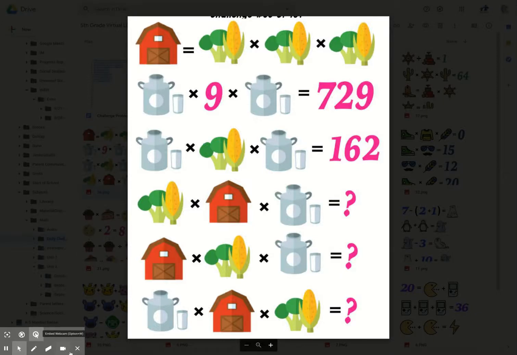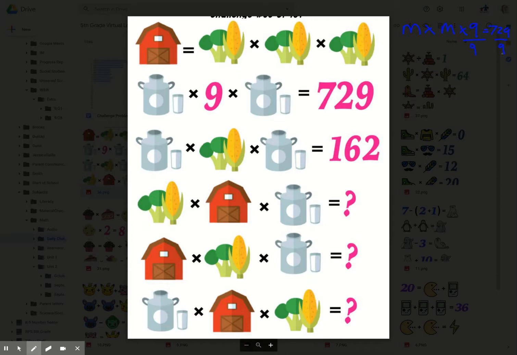Challenge problem 36. So the first thing I'm going to do is look to see if I can find one with a single variable. And I can find one right here. A milk jug times 9 times a milk jug equals 729. So m times 9 equals 729. So what I can do to figure out what the m's are is I can divide by 9 on this side to get rid of it and then divide by 9 here.